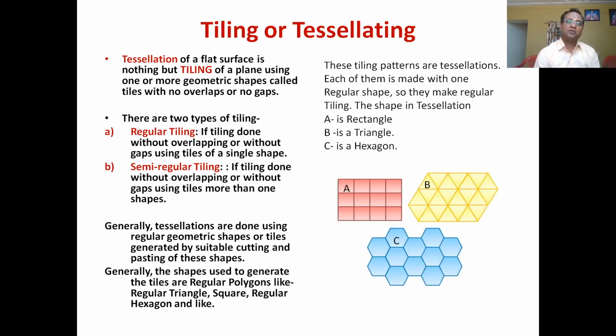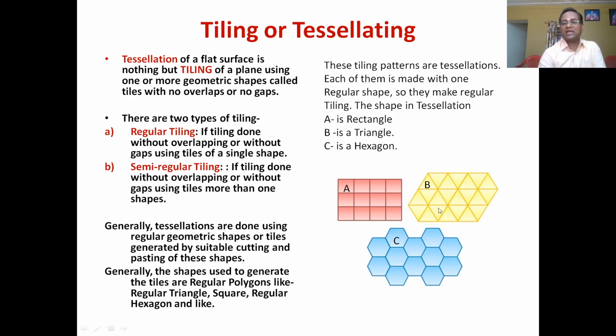Now let us move on to a very beautiful and interesting part of this lesson, that is tiling or tessellating. Children, first let us know what is tiling and what is tessellating. A tessellation of a flat surface is nothing but tiling of a plane using one or more geometric shapes. These geometric shapes, which tile together without overlapping and without having any gaps, are called tiles.